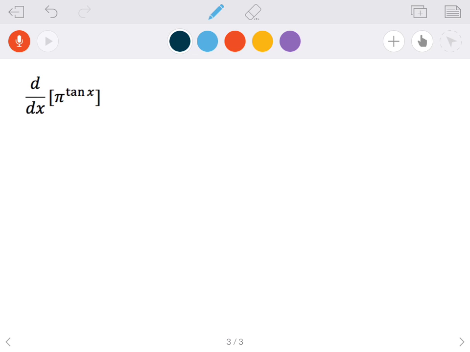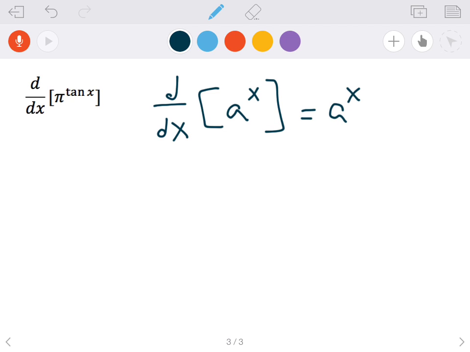My other formula that I learned today is that the derivative of any number raised to x is just the number raised to x times the natural log of that number. Okay, so in this case, pi is my number. So a is pi. And so I can apply my formula here. So I have my number raised to x times the natural log of my number.